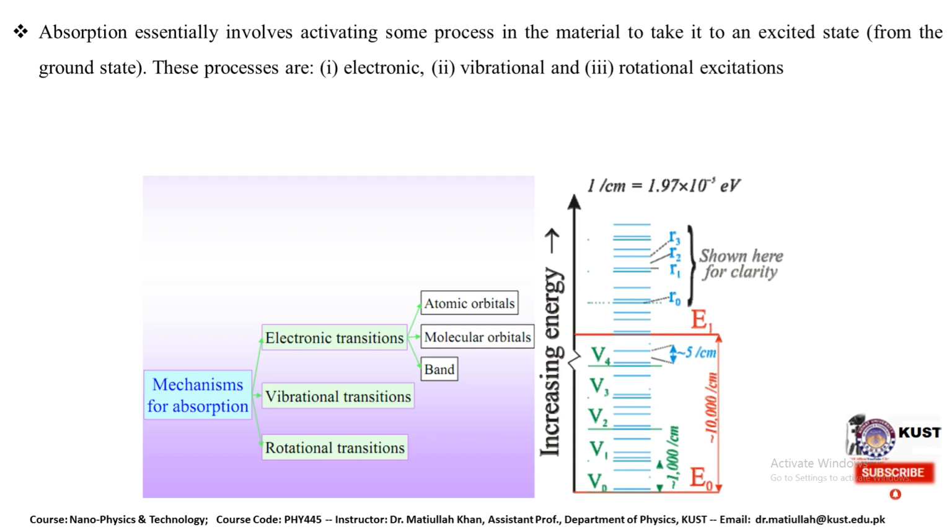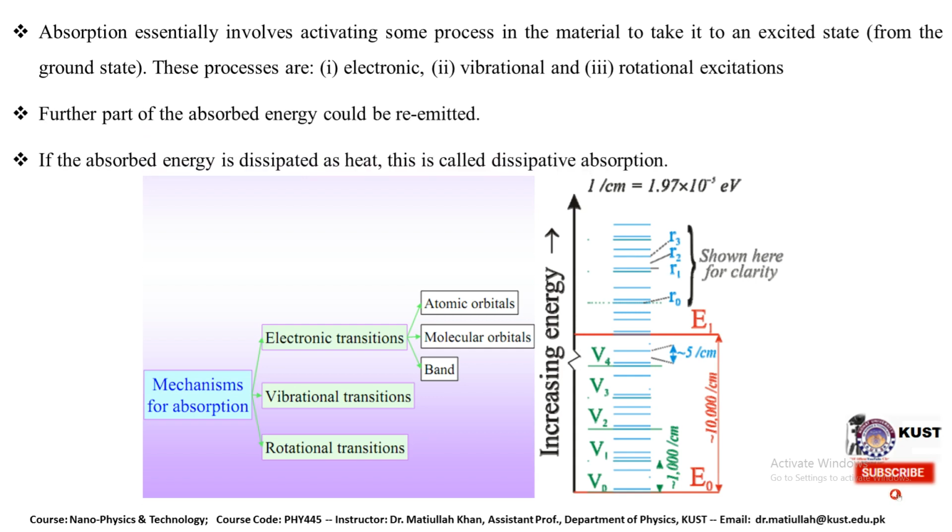The second process responsible for the absorption of electromagnetic radiation is the vibrational transition, and in this case the incoming electromagnetic radiation changes the vibrational state of the system. The third is the rotational transition, in which the electromagnetic radiation changes the rotational state of atoms, molecules, or solids. As a result, the energy of the electromagnetic radiation is absorbed.